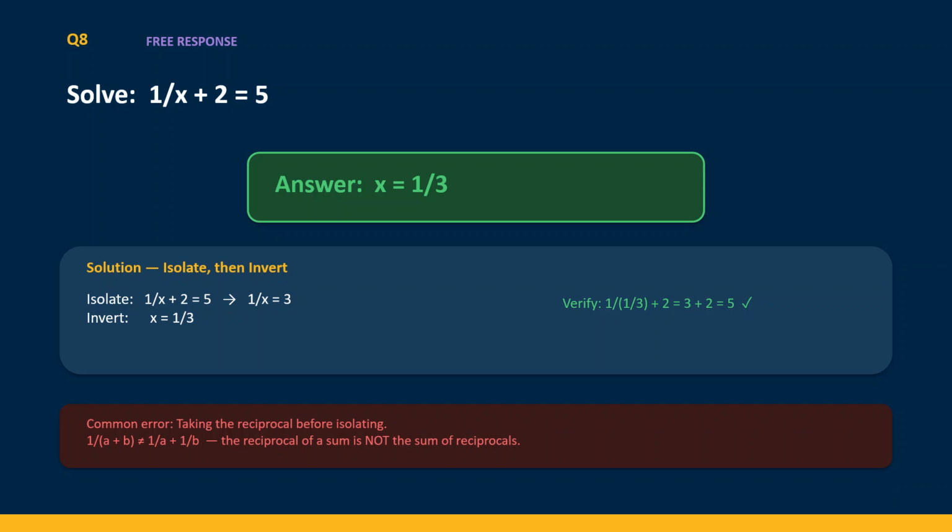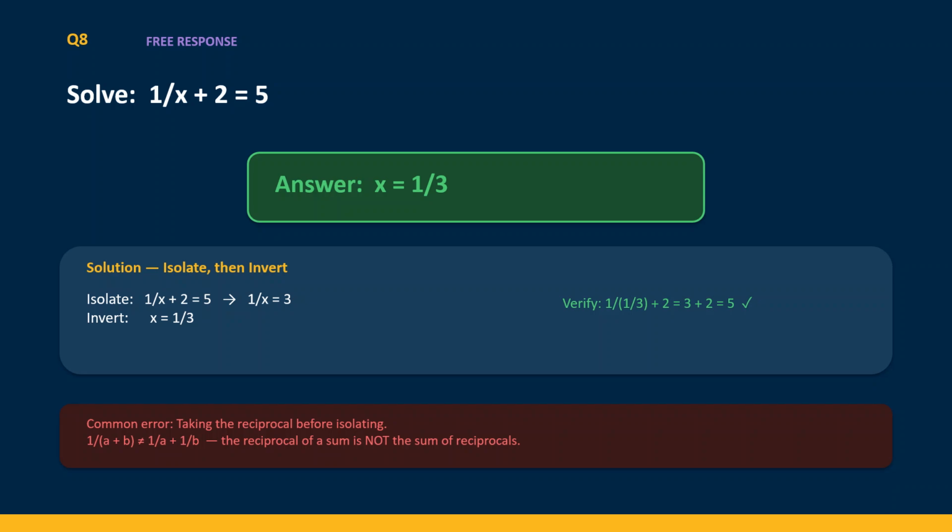The solution employs the isolate then invert strategy. First, subtract 2 from both sides to isolate the rational term: 1 over x equals 3. Then take the reciprocal of both sides: x equals 1 over 3. Verification: 1 over 1/3 plus 2 equals 3 plus 2 equals 5, which matches the right-hand side. The domain restriction is x not equal to 0, and 1 over 3 is not 0, so the solution is valid.